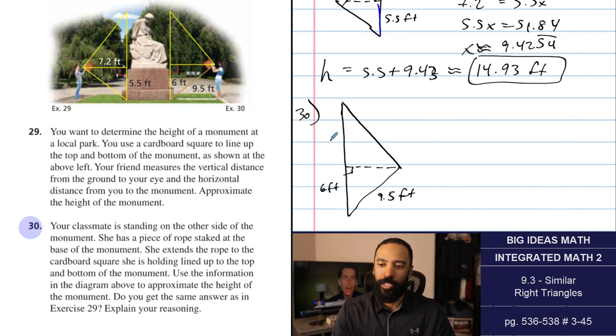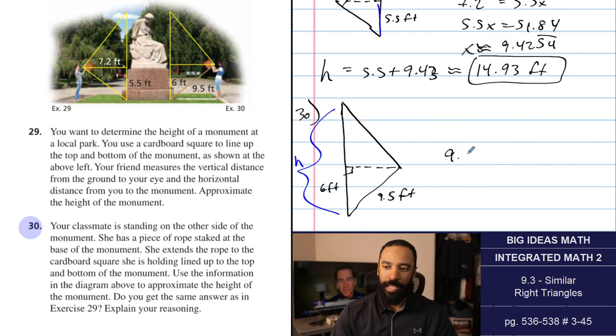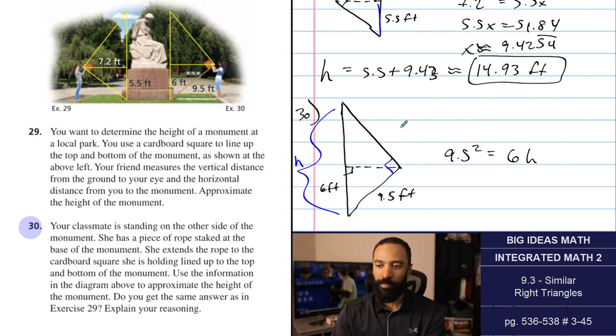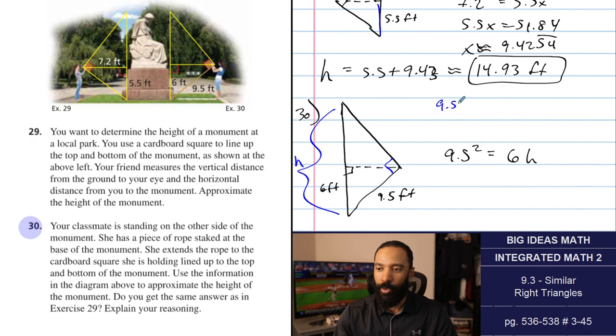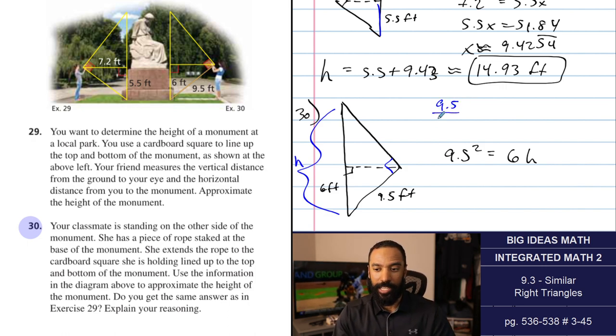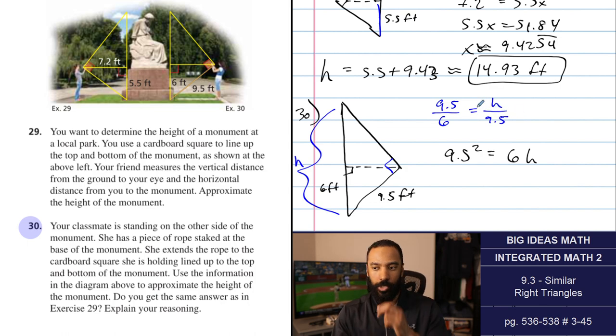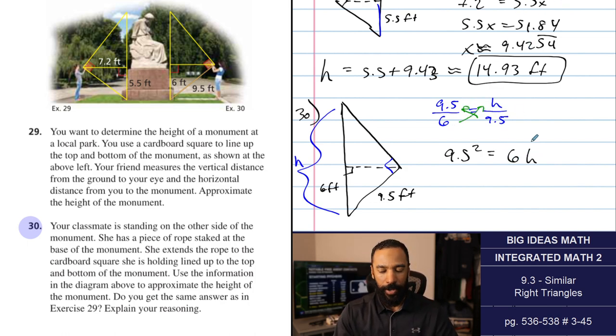Okay, so let's call this thing x again. Actually, this time the whole height, h, is used as far as their geometric mean stuff goes. Their setup would be like 9.5 squared is 6 times h. That's literally their go-to. In the big right triangle, this squared is this times the whole thing. The way I would see that setup is that 9.5, the short leg of the big triangle, is to 6, the short leg in the small triangle, as the hypotenuse in the big triangle, h, is to the hypotenuse of the small triangle, 9.5. So when you cross multiply, then you get to that scenario.